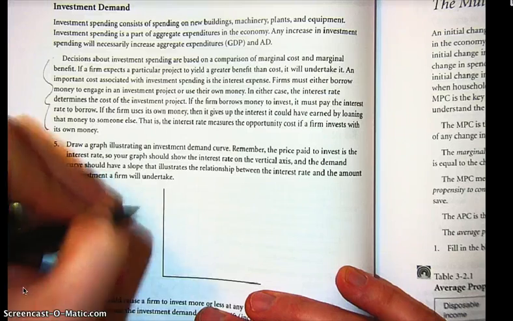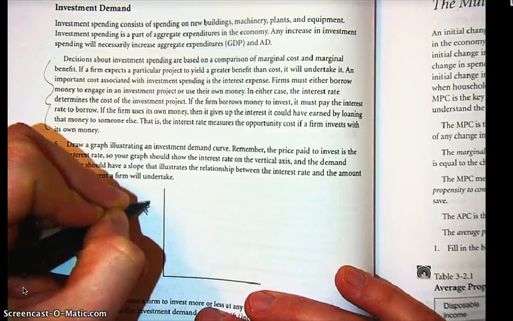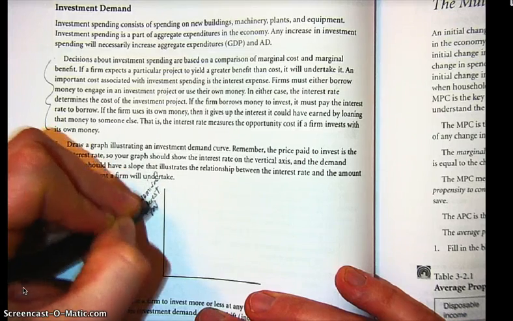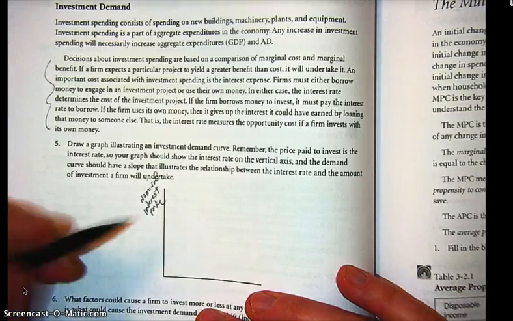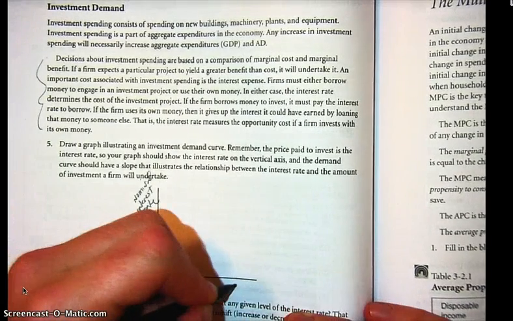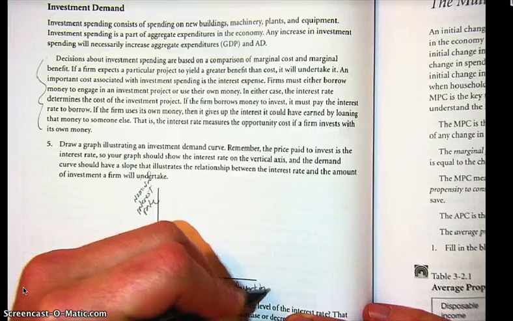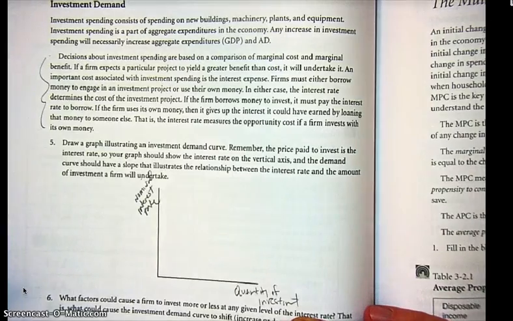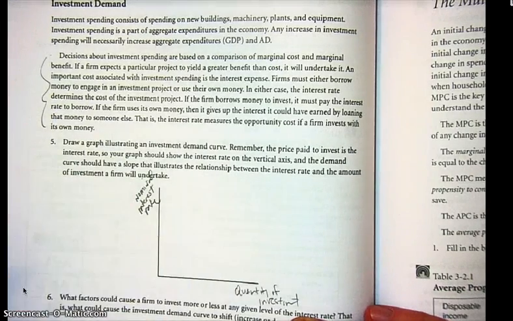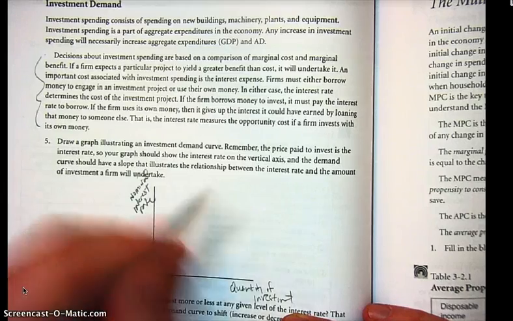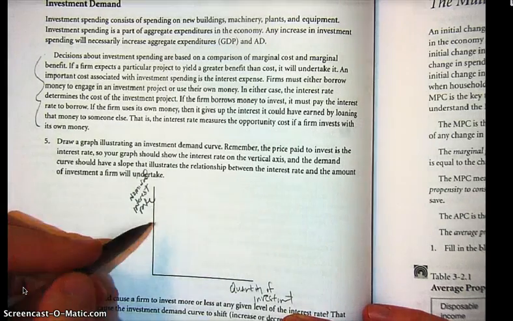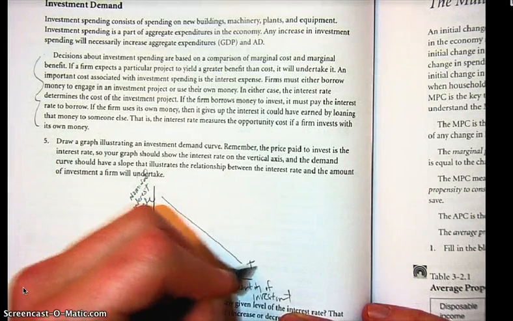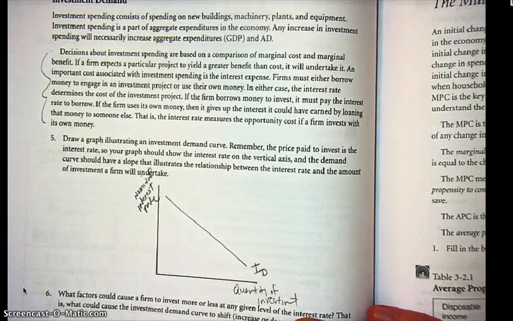For the investment graph itself, the nominal interest rate is on the x-axis, and the quantity of investment is going to be on the y. This is y, this is x, right? And so it asks you to illustrate the relationship between interest rates and the amount of investment. Investment demand, right? It just looks like that, just like a normal demand curve.